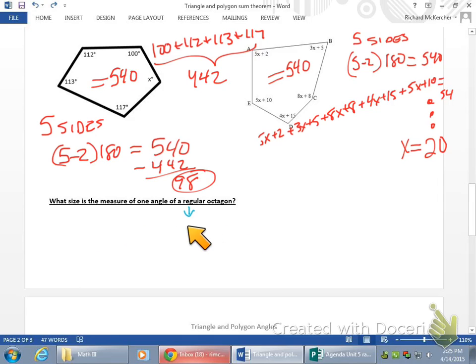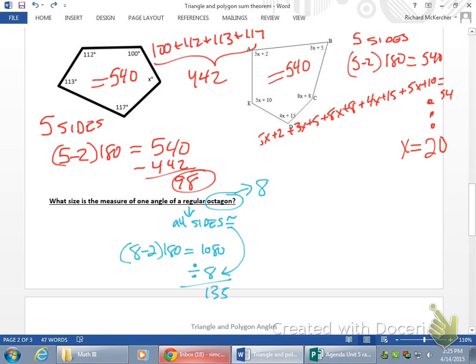Now, what size is a measure of a regular octagon? Again, we know that a regular means that all the sides are equal. And an octagon has 8. So if I do 8 minus 2 times 180, that'll give me 1080. Now, because they're all the same and I have 8 of them, I can divide that by 8 to get 135 degrees. Or, there's another way I can do this.